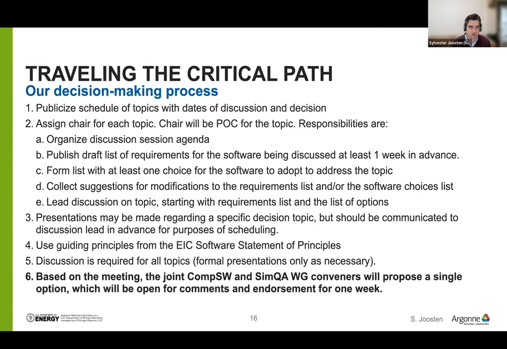Presentations can then be made regarding a specific decision topic, but they also should be communicated to the discussion lead in advance for purpose of scheduling. We used the guiding principles from the software statement of principles. Discussion was required on all topics. Formal presentations weren't necessarily always done, but there was always discussion. Sometimes the presentations weren't really needed anymore. And based on the meeting, the conveners of the software and computing working groups proposed a consensus solution, which was then open for comments and endorsement by the collaboration for 1 week. And that process worked really nicely.